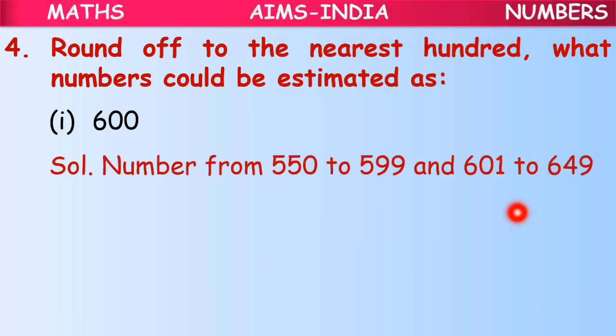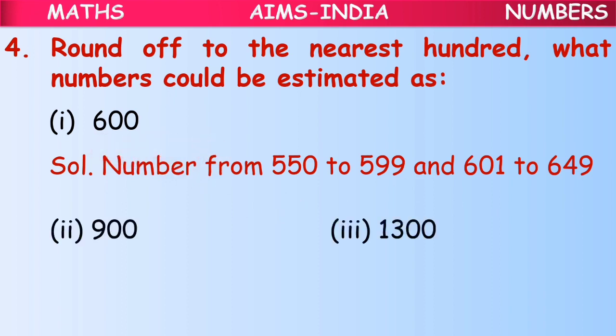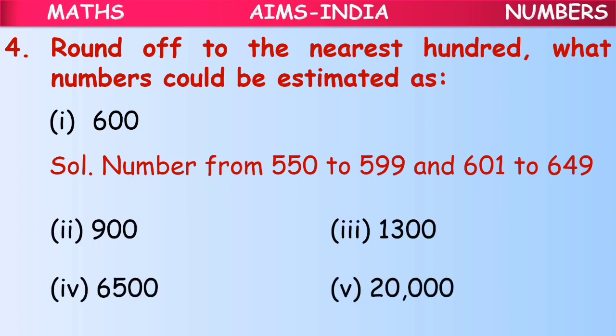Again, as I said, see, numbers from 550 to 599 and 601 to 649. Now again, as we are finding out the numbers that could be estimated as 600, we cannot give a single correct answer. So there are many possible answers for this.